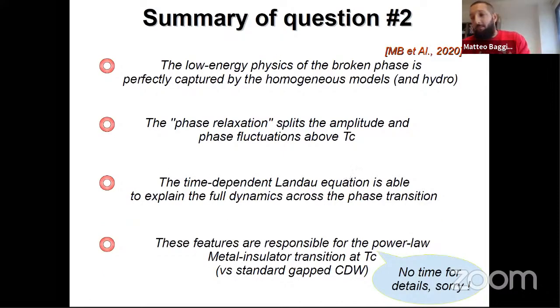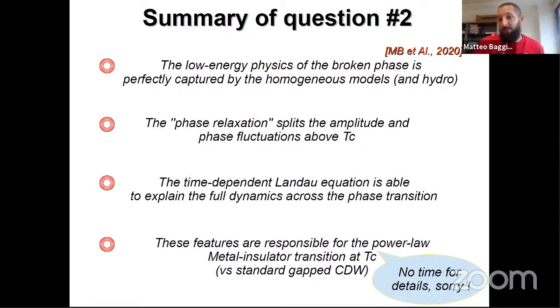So the summary of question two is that the low energy physics of the broken phase is perfectly captured by the homogeneous model and by hydrodynamics. This means that at this stage there is no difference between homogeneous and inhomogeneous, and there is no reason to believe that the homogeneous assumption, which at the beginning was just a simplification, has any role in what we're seeing here. The other important thing is that this phase relaxation splits the amplitude and the phase fluctuations above Tc. And the nice thing is that this time-dependent Landau equation is able to explain the complete dynamics across this phase transition. So it's pretty nice to have a clear understanding of what's going on.